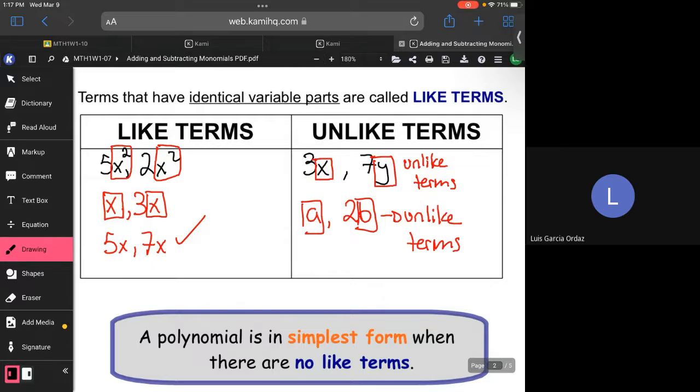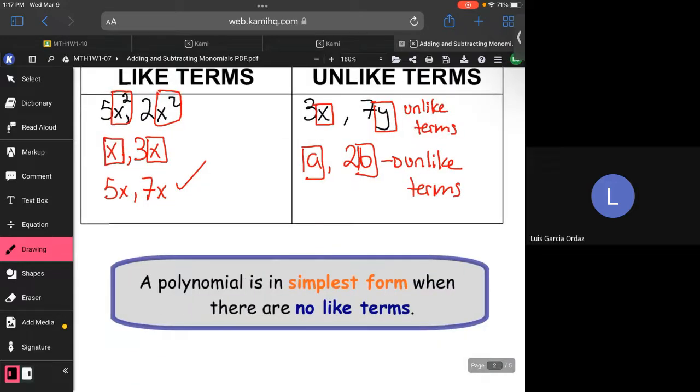So the example I did above with 3x squared plus 4x minus 2x squared plus 7, I'm going to write it down here. This is not in its simplest form. So it's not simplified.